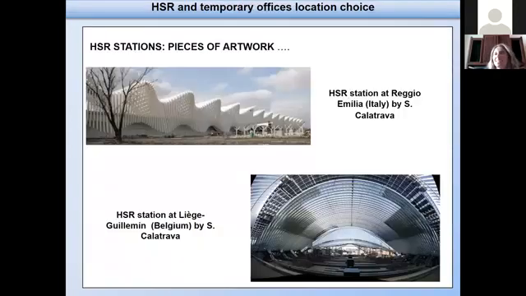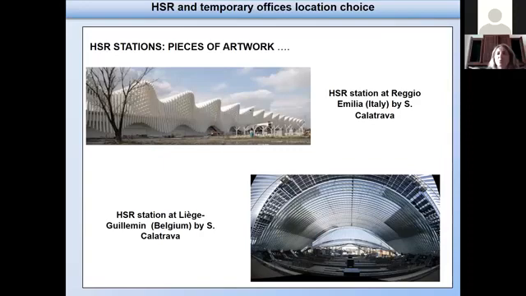I can say that I am the daughter of an architect. I grew up in this wonderful world of architecture, and I'm fond of architecture, to be honest. High-speed rail stations and temporary offices. What do I mean by this? How can a high-speed rail station have an impact on the location of temporary offices? What are these temporary offices?